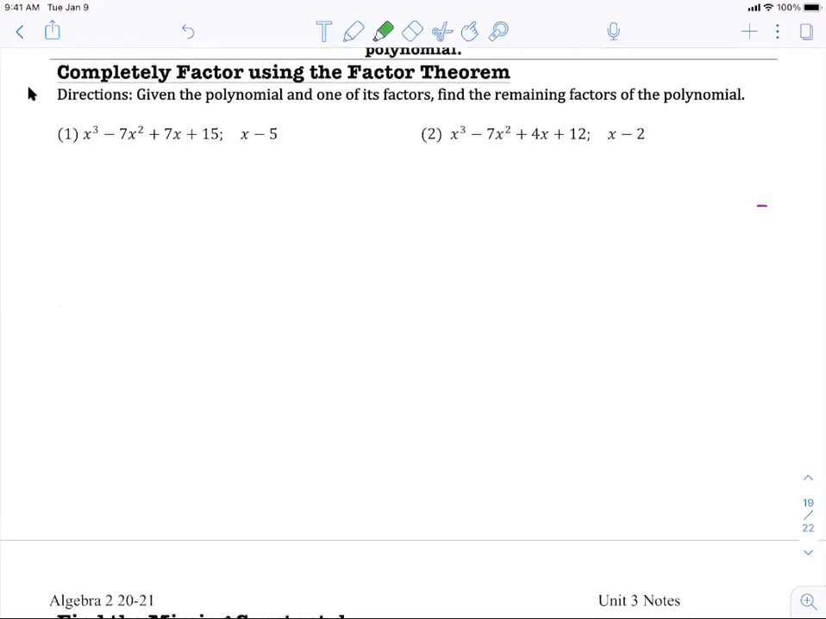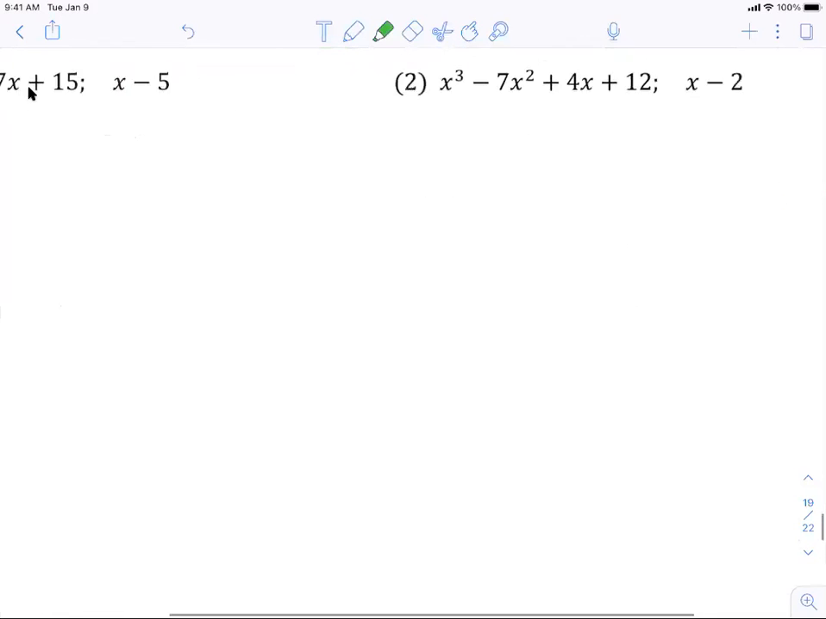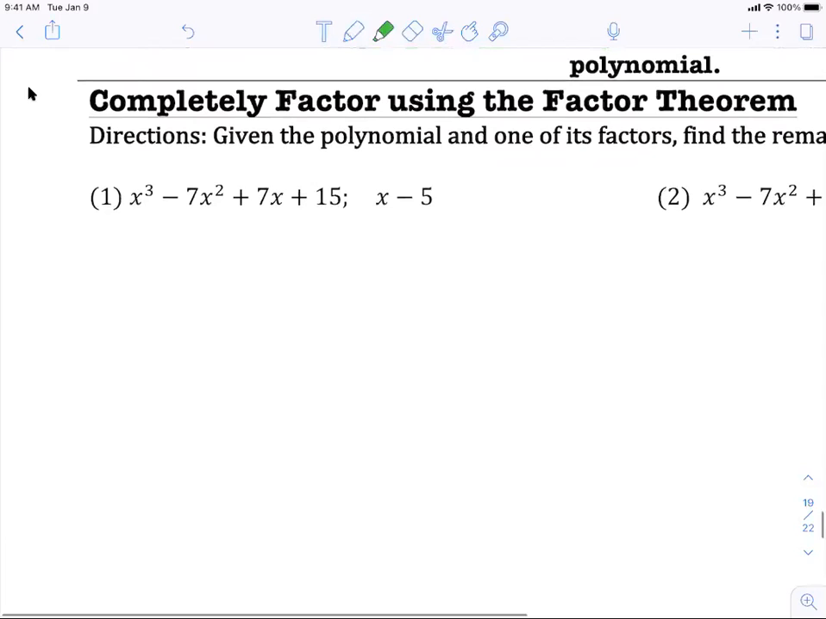It tells me that given the polynomial and one of its factors, find the remaining factors of the polynomial. So because of that, it tells me that this guy right here is definitely a factor. Now, it's kind of hard to break this down. Could you use factor by grouping and go that route? If that works, yes. But sometimes factor by grouping doesn't always necessarily work based on what the original polynomial is.